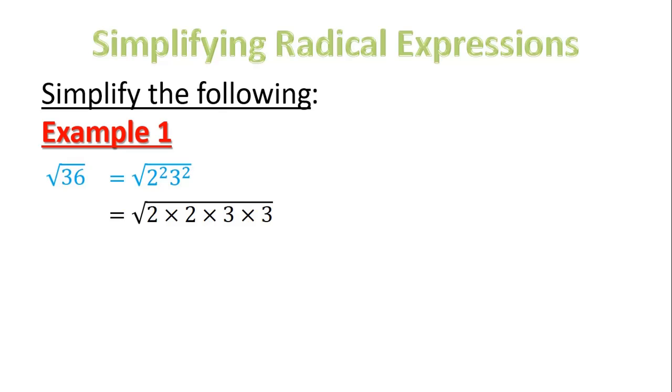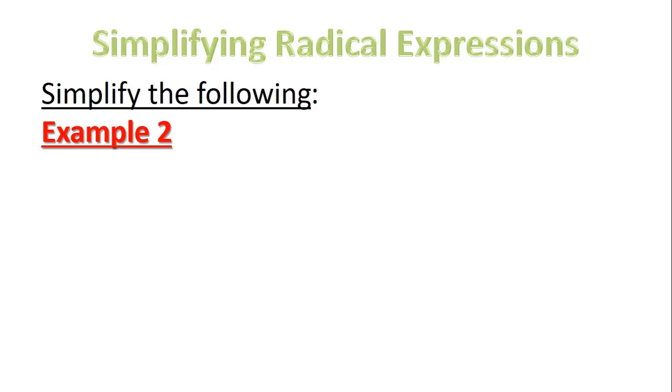Next, we group it in pairs. Because it's a square root, we group in pairs. So the first 2 we put together, and the second set of 3's we put together. That means that I have 2 times 3. Do you see how we group them in pairs to get our final answer there? 2 times 3 is 6. Have a quick look on the screen. You might even want to press pause just to see what's happening.